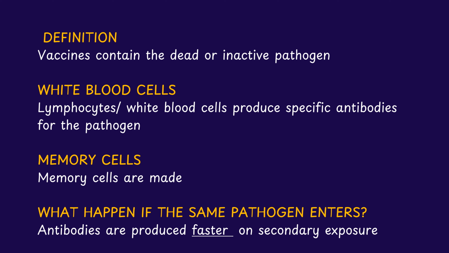So what are you writing for your 4-mark exam, students? First point, vaccines contain the dead or inactive pathogen. Lymphocytes or white blood cells produce the specific antibodies for the pathogens. Memory cells are then made so that if you're exposed to the same pathogen again, antibodies will be produced faster. So those are the 4 points that you're writing to get your 4 marks.